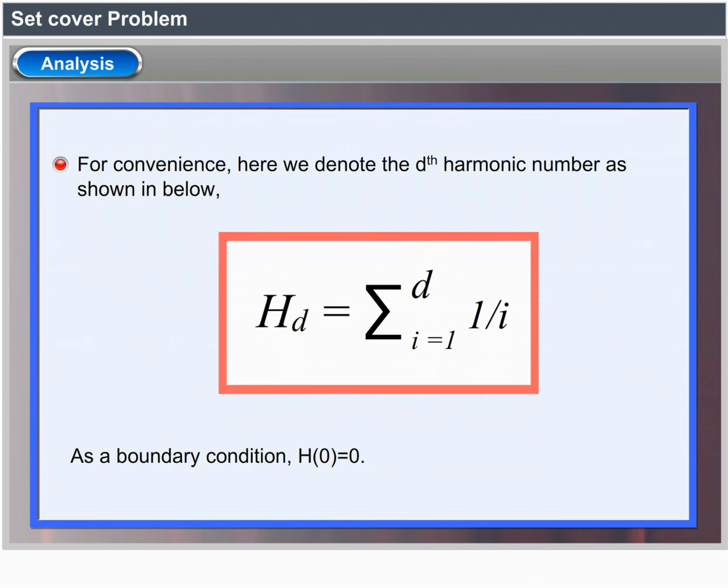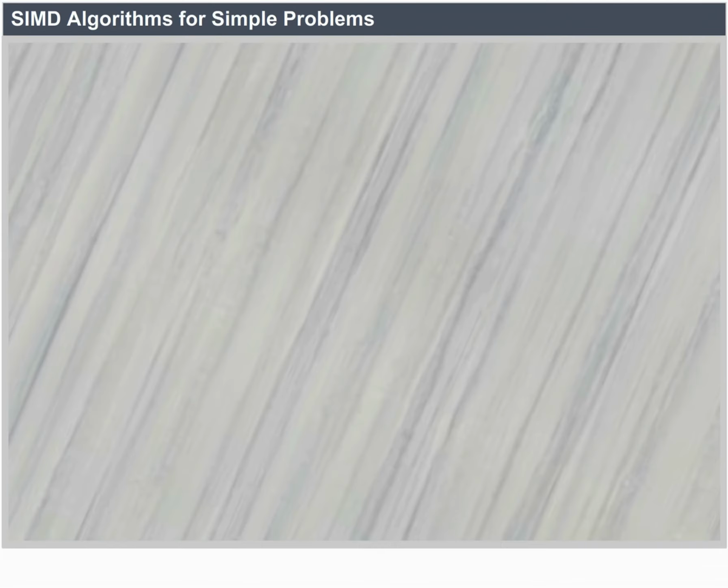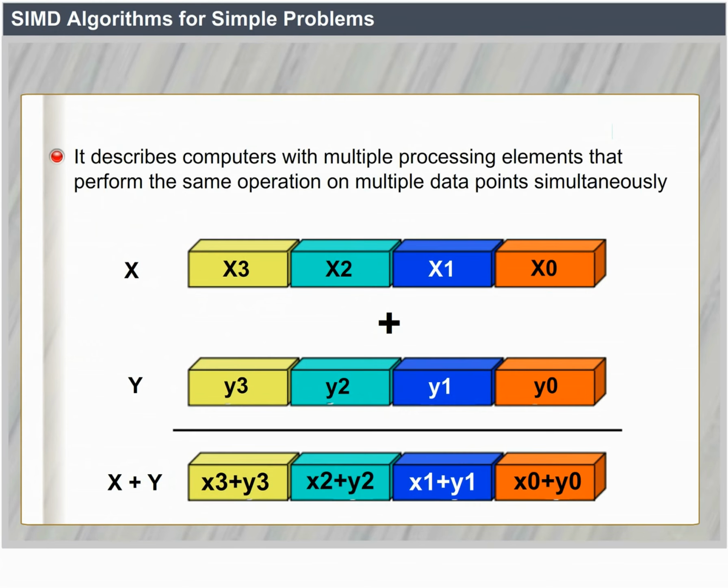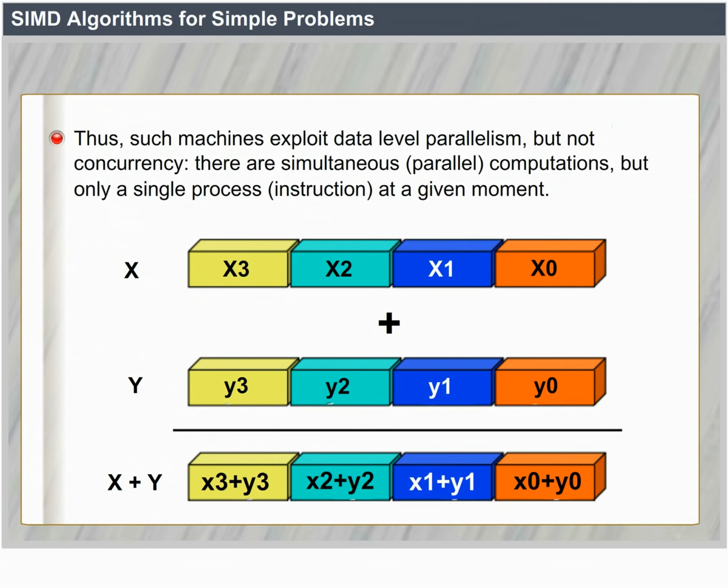SIMD algorithms for simple problems. Single instruction multiple data, SIMD, is a class of parallel computers in Flynn's taxonomy. It describes computers with multiple processing elements that perform the same operation on multiple data points simultaneously. Thus, such machines exploit data-level parallelism but not concurrency. There are simultaneous parallel computations but only a single process instruction at a given moment.